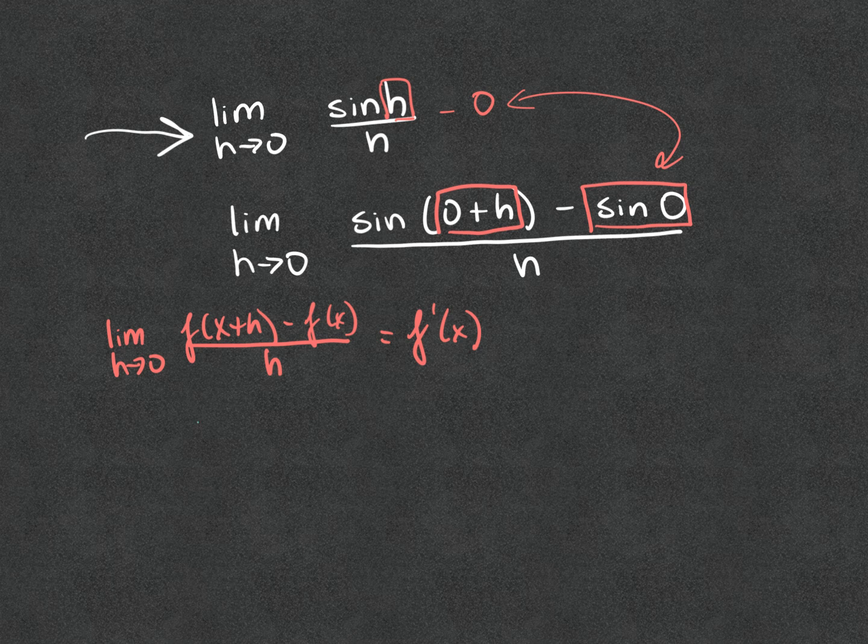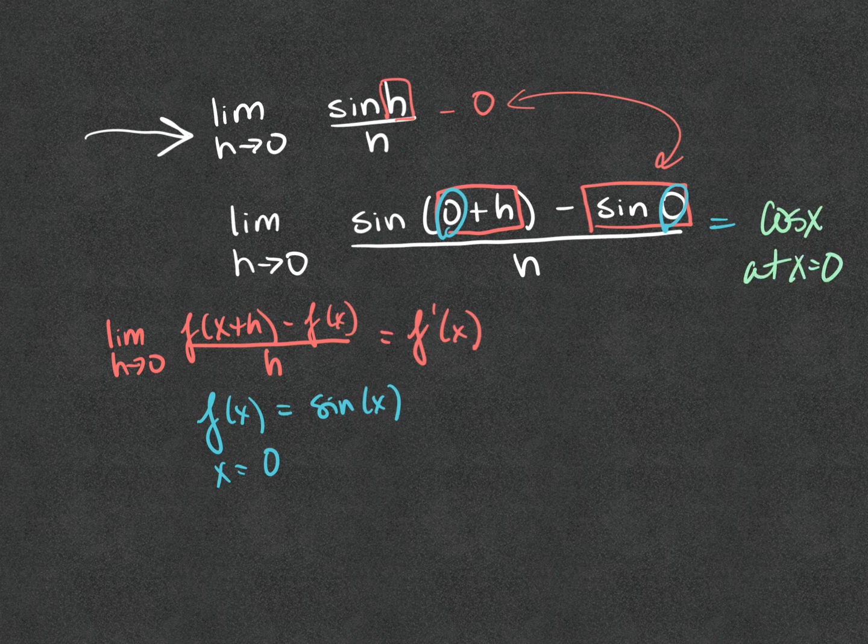And if we look at f of x as sine, and the point at which we're taking the derivative is 0, this expression actually becomes cosine of x at x equals 0. So another way of looking at this limit as h approaches 0 of sine h over h is cosine of h, which actually equals 1.